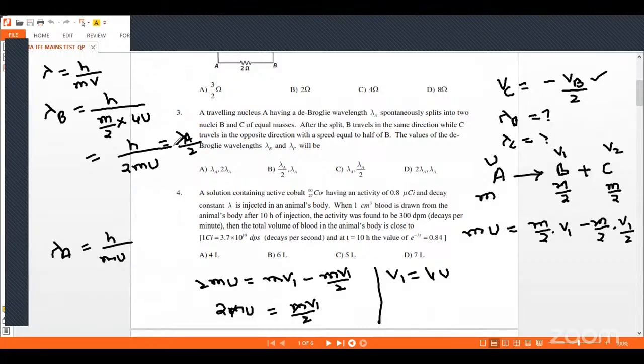Similarly, lambda c equals h by the mass of c, which is m by 2, and the speed of c means v1 by 2, so 2u. That is nothing but lambda a. So it is lambda a by 2 comma lambda a. That is option B.